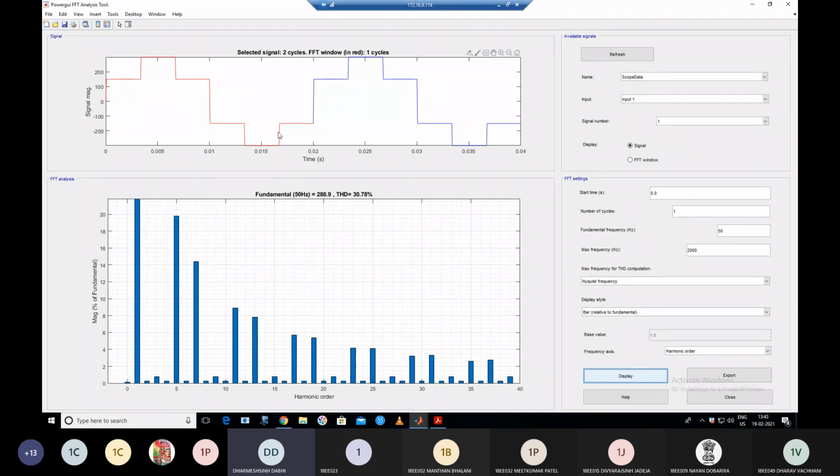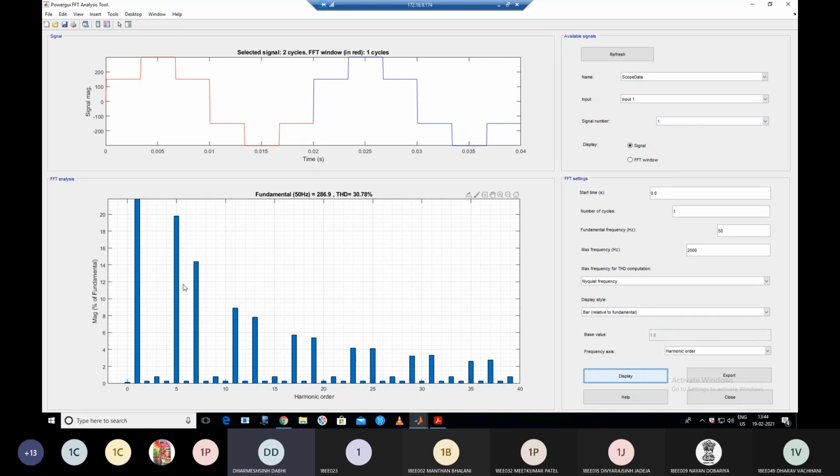Clear? So this practically proves that in the 6-step output voltage in 180-degree mode, there are no triplen harmonics present, or you can say that their value is almost 0. You can see that all the triplen harmonics, 3, 6, 9, 12, 15, are almost 0. Clear?